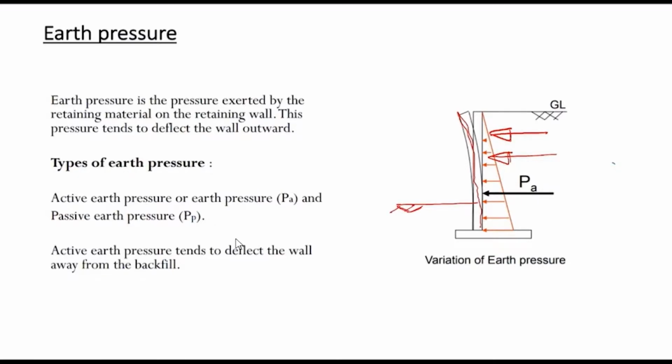and if there is soil on this side also, then due to rotation of this stem, the stem will compress the earth here, and one reaction will be exerted by the earth on the wall, and that is passive pressure. So that is induced due to compression of the soil by the retaining wall, and these are active pressure.